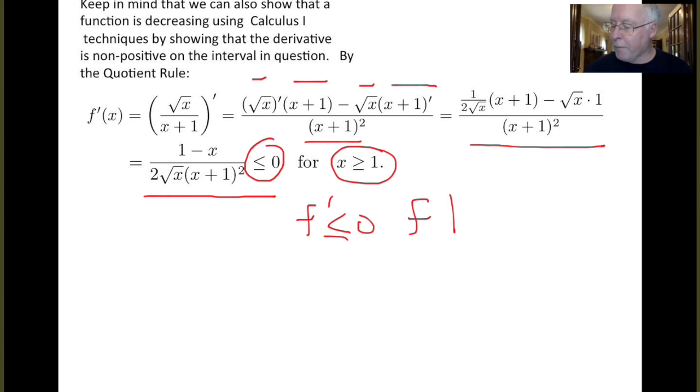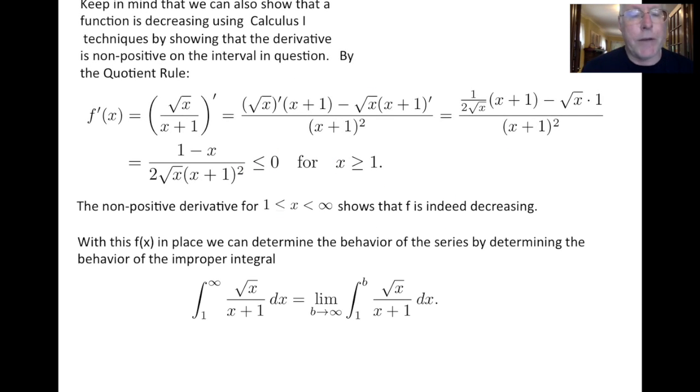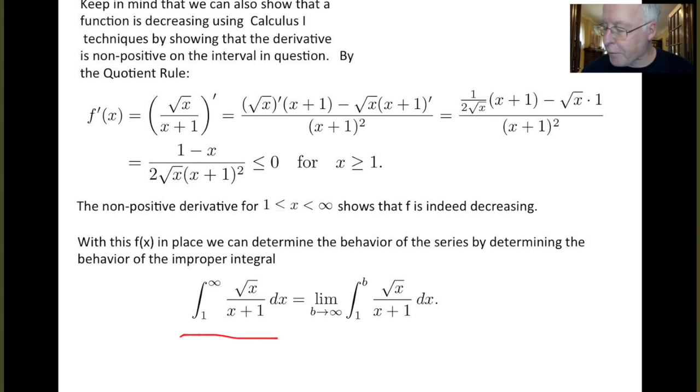And so the function f decreases. So with this f of x in place, we can now determine the behavior of the series by simply determining the behavior of the improper integral. So our next step then is to evaluate this improper integral from 1 to infinity, root x over x plus 1 dx. And we go back to our definition of improper integral.